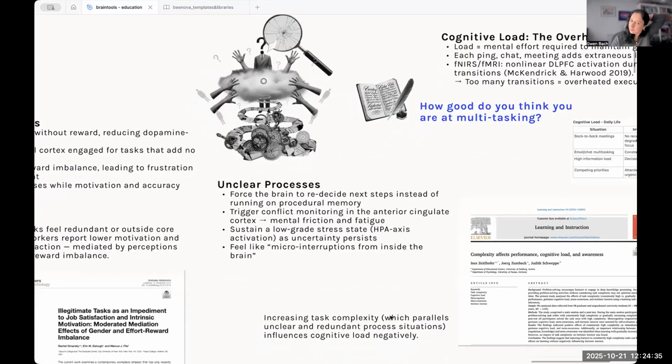So the next one is all those unclear processes. And in a lot of companies, you notice their processes are not very clear. And when this is the case, it forces the brain to redecide on the next step instead of running on the automatic procedural memory. So again, in companies, especially in young companies that started to grow, or even in bigger ones, we don't know exactly how to get from here to there.